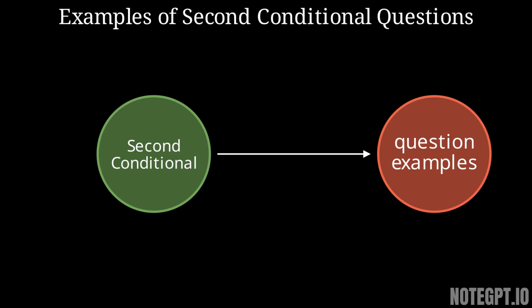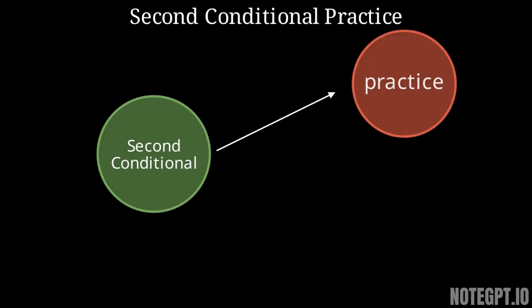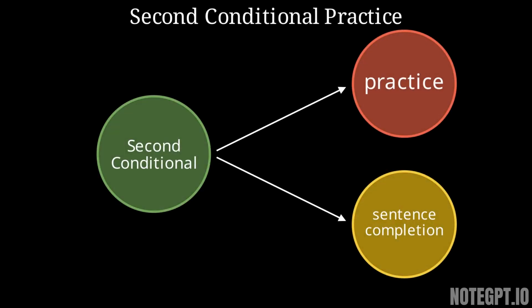What would you do if your family wasn't so wealthy? Where might you go if you won the lottery? If you could have dinner with a famous person, who would you choose? Practice using the second conditional by completing sentences with the correct verb forms. For example, if he started early, he would finish in time. If you worked harder, you would do well on the test.